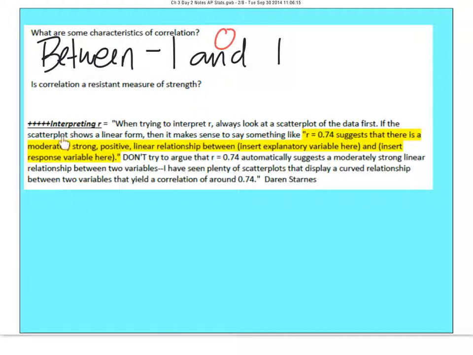So you are going to be asked to interpret R. The key thing here is to always first look at the scatter plot. You want to see if there is somewhat of a linear relationship. So always plot your data first to see if, again, the linear form is there.